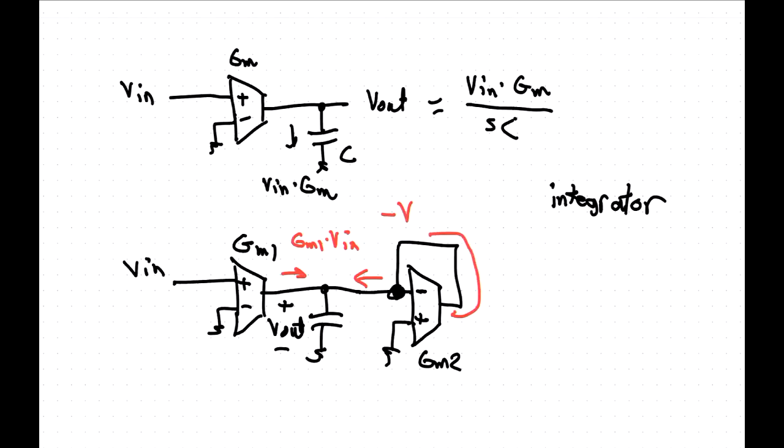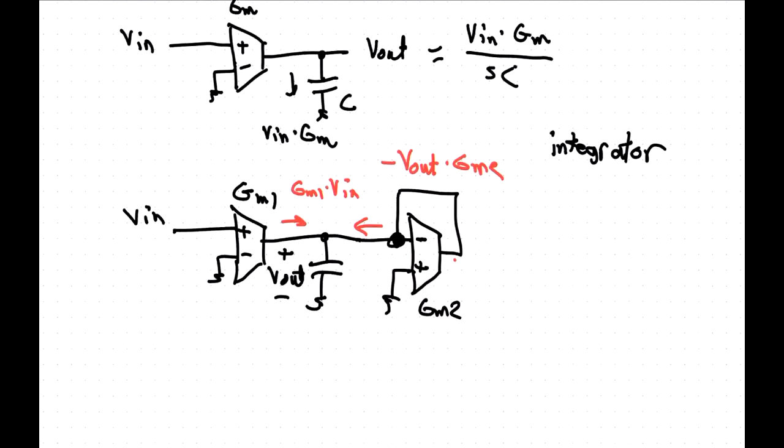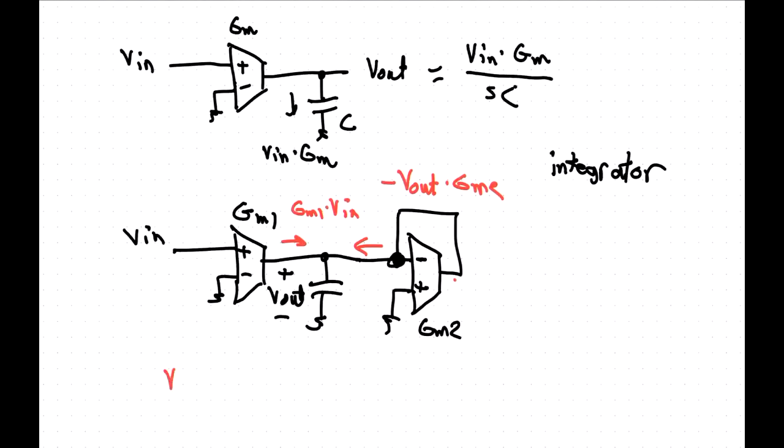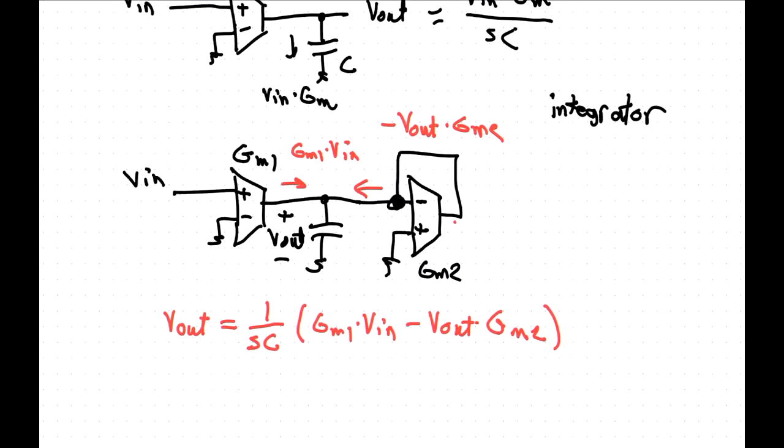We have current flowing this way out here. So that means that that's going to be minus V out times GM2. Okay, and the sum of those two currents is going to flow in the capacitor. So we have that the output voltage is then going to be equal to 1 on SC times the sum of those two currents, so GM1 times V in minus V out times GM2. Okay, so what have we got there?